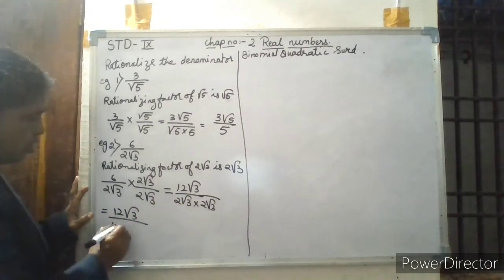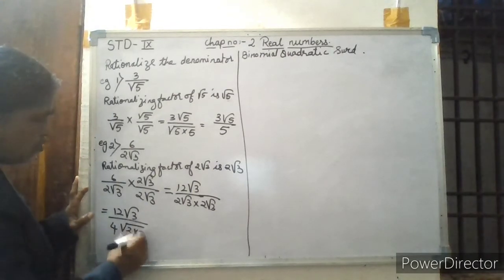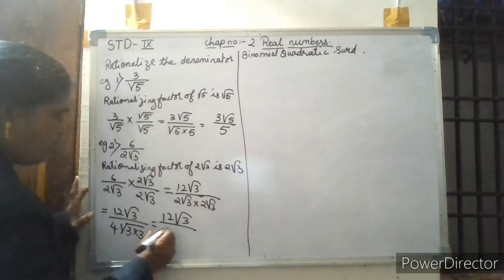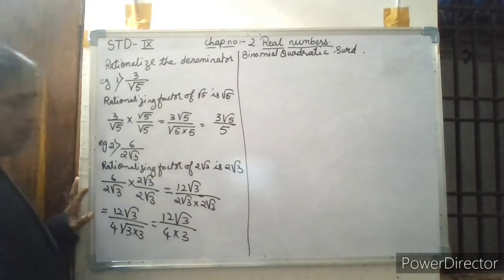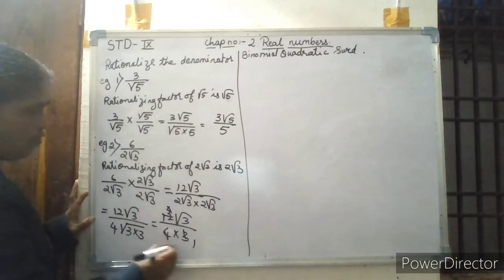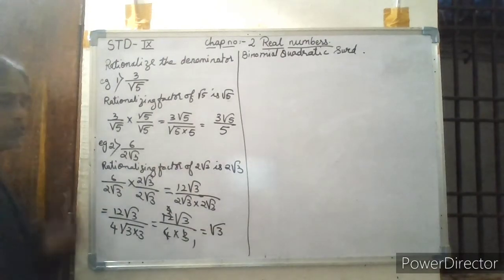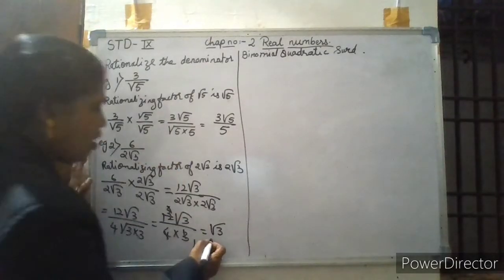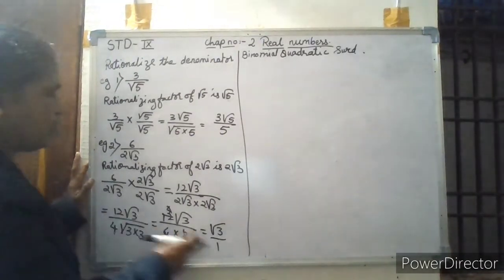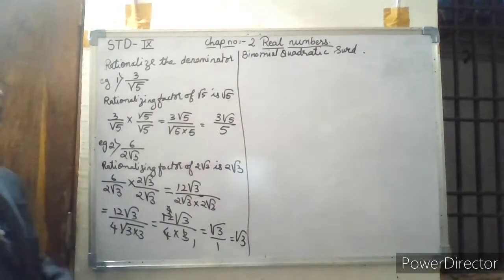Then under the root it is 3 into 3. This is equal to 12 root of 3 upon 4 into 3. So 3 ones are 3, 3 fours are 12. This 4 cancels. So what is left? Root of 3 is left. So only root of 3 by 1. Hence the denominator is converted to a whole number. So it is in the simplest form, it is equal to only root of 3.